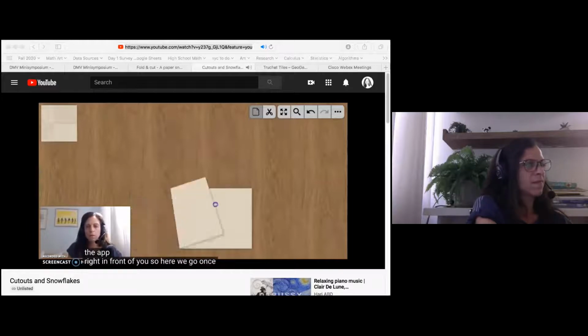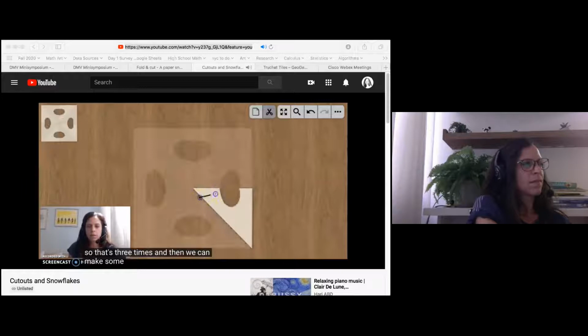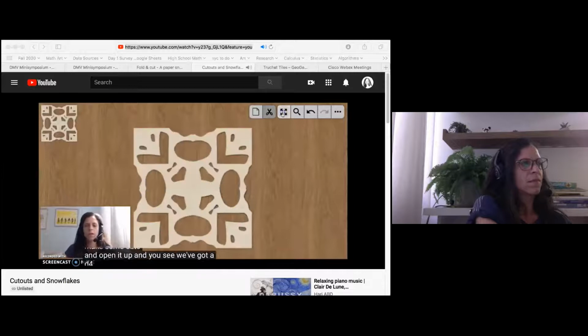So here we go, once, there is twice, and then along the diagonal. So that's 3 times. And then we can make some cuts. And open it up, and you see we've got a D4, 4 lines of reflection and 90-degree rotation.